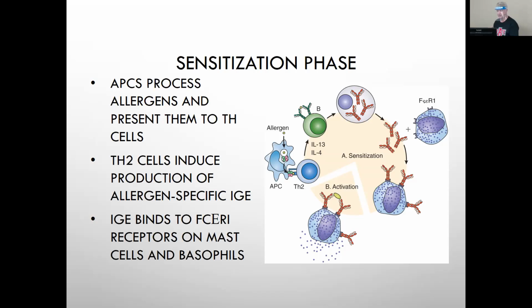So the helper 2 cell induces the production of allergen-specific IgE antibody. How does it do that? The helper 2 produces two interleukins, 4 and 13. Those are the signals to the B cell to go through its maturation process. Now the B cell is sensitized. The B cell turns into a plasma cell and starts spitting out IgE antibody. Everybody good with that?